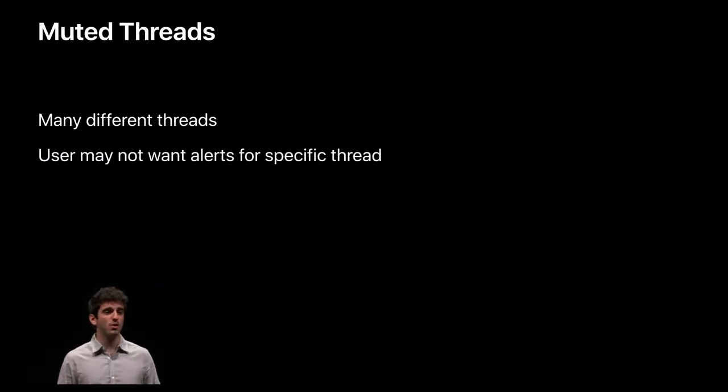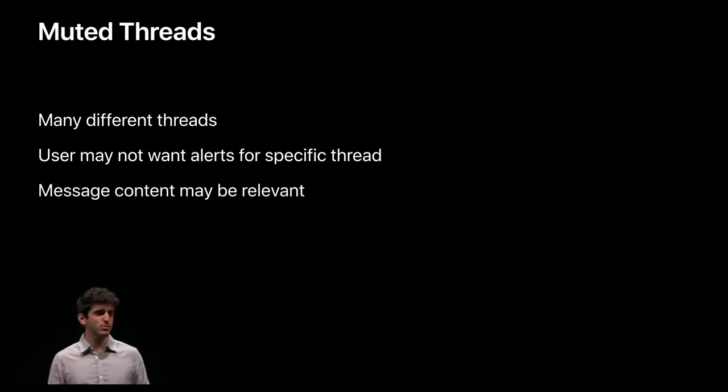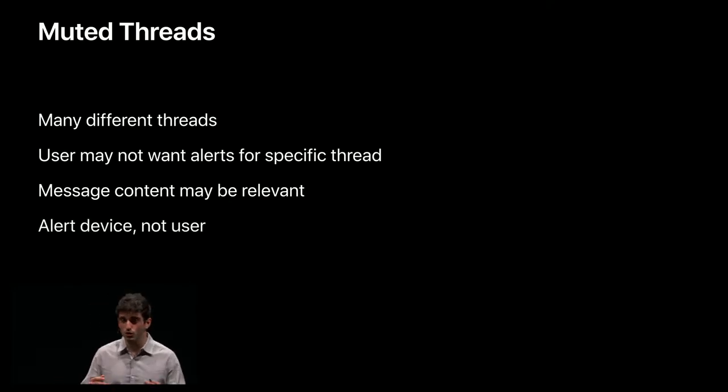Now let's talk about muted threads. When a user has a messaging app, they might be messaging a lot of different friends or a lot of different groups of friends. And some of these threads can get pretty chatty, and the user might not want an alert for that specific thread. But the content may still be relevant. It may still be nice to have. When the user hops back into the app, they want to be able to see the message. They just don't want to be told every time the message is coming in by having their device vibrate. And so we need a way to alert the device, but not the user, about content being available.